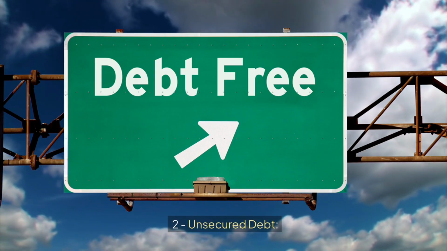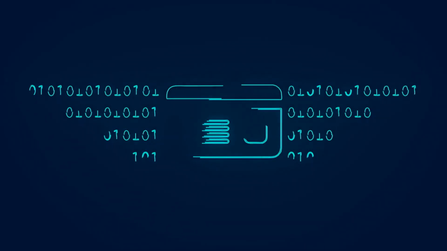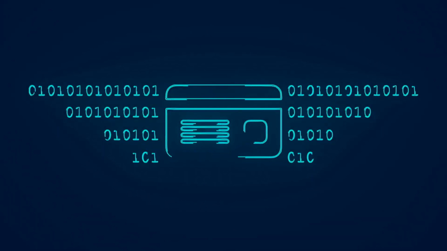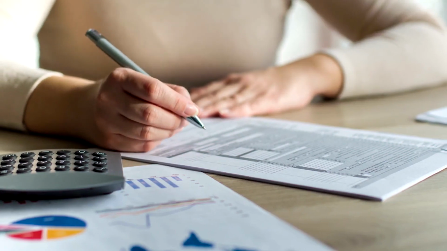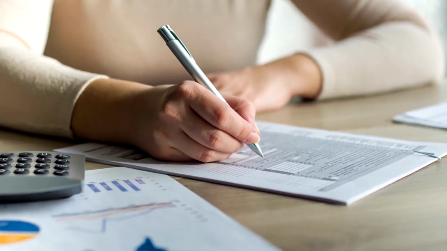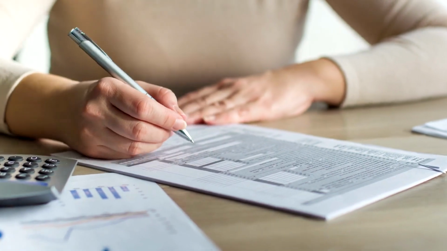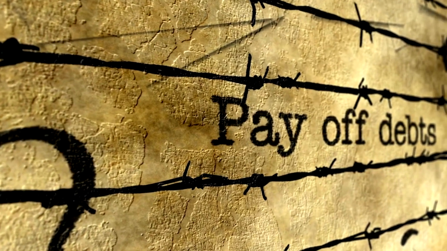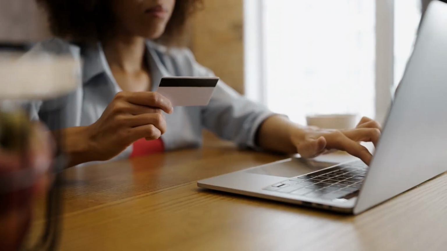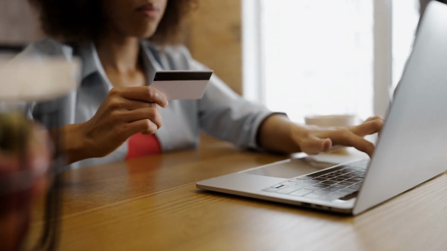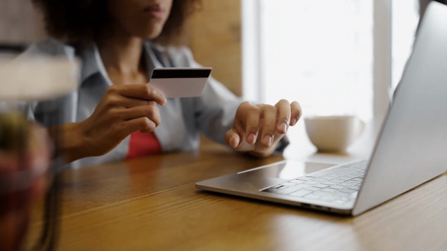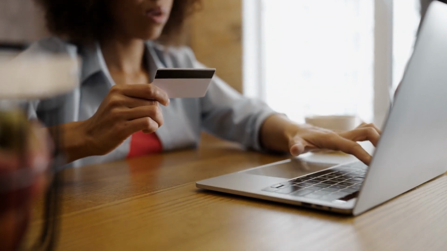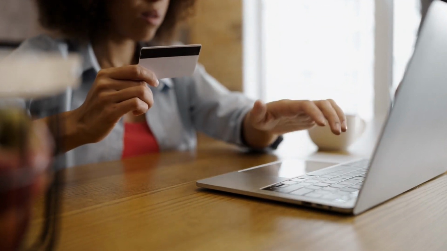2. Unsecured debt. Unsecured debt, such as credit card debt and personal loans, does not have collateral attached to it. When a person passes away with unsecured debt, the creditor typically has a claim against the deceased person's estate. The estate is responsible for paying off these debts before distributing assets to beneficiaries. If the estate does not have enough assets to cover the debts, the creditors may only receive a partial payment, and beneficiaries may receive reduced inheritances.